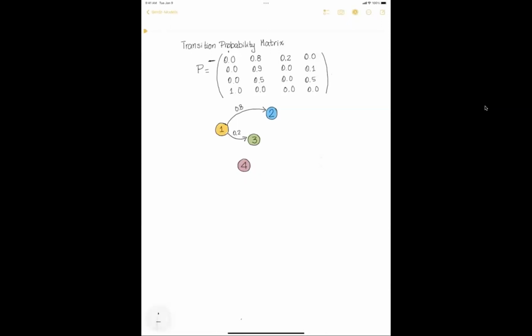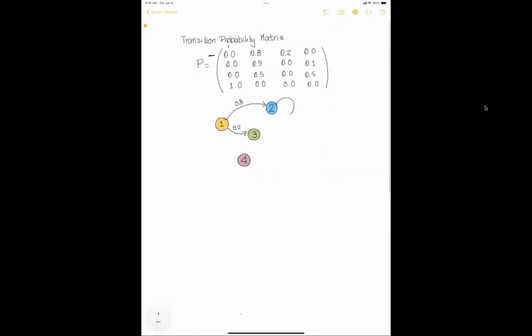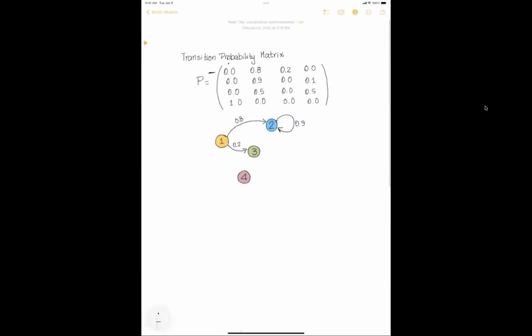You can look at this also as a flow network. Okay, so from state 2, it says that we can stay in state 2. With probability 0.9, the Markov chain stays in this state, and with probability 0.1, it goes directly to state 4. And this will be 0.1. And again, the sum of 0.9 and 0.1 is equal to 1.